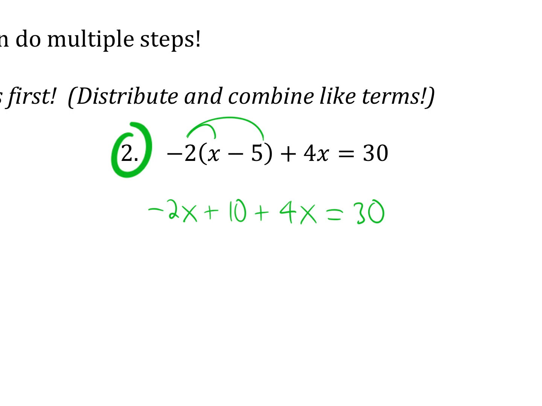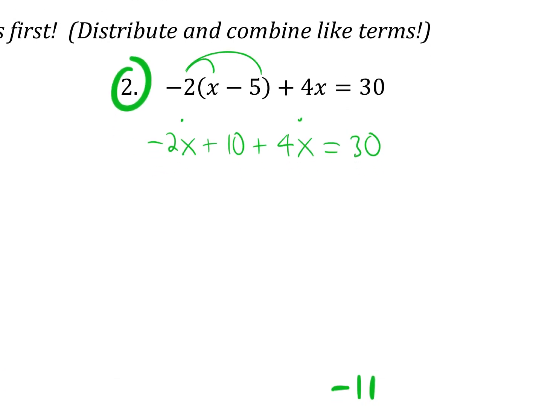Anything else to distribute? Nope. Any like terms to deal with here? Yeah, like terms have same variable, same exponent. I see 2 like terms here. Which ones are they? Got negative 2x and 4x. Good. So what's negative 2x plus 4x going to be? Is that going to be negative 8x squared, or is it going to be 2x? It's actually going to be 2x, because when you add like terms, you just add the numbers in front. Okay, negative 2 plus 4 is going to be 2. Keep the x the same. So we got 2x plus 10 equals 30.